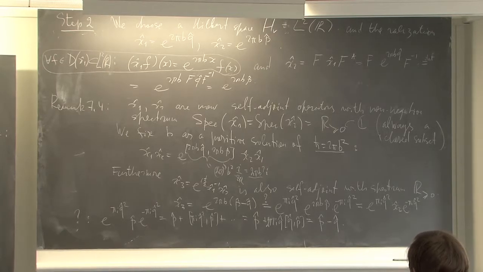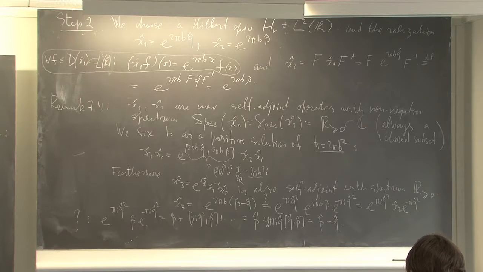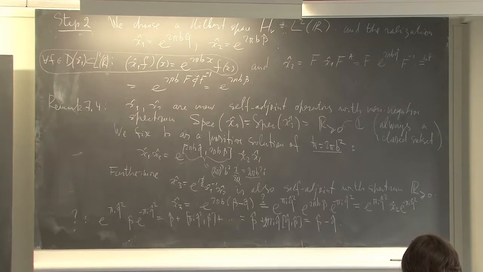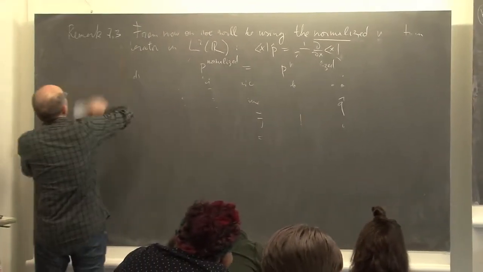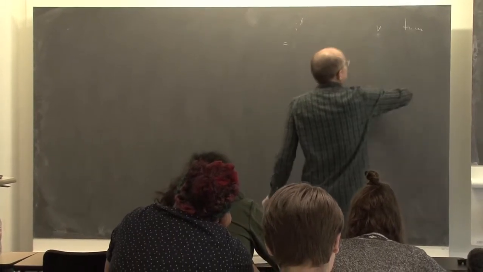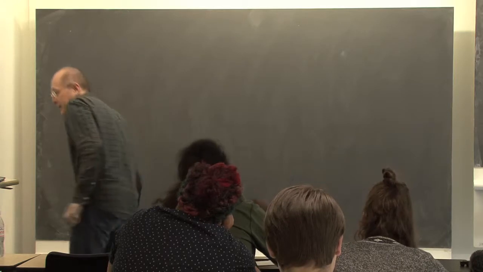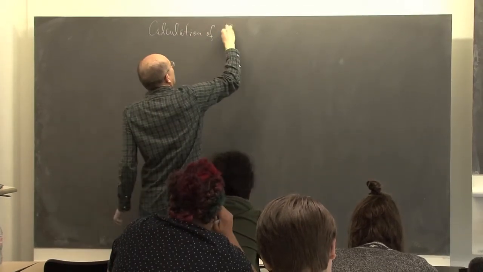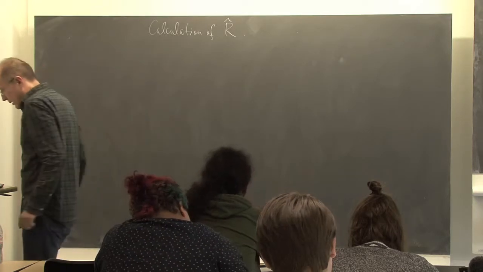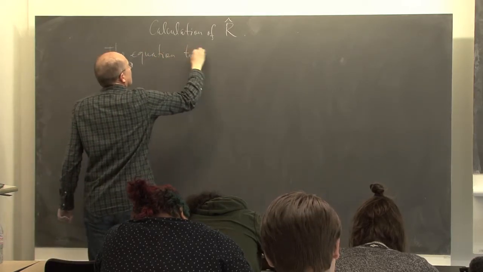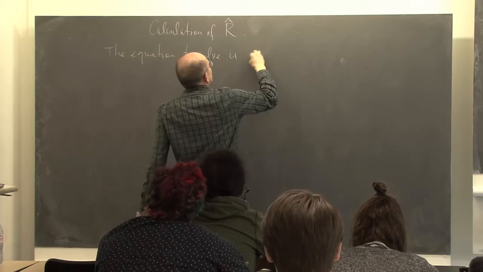Okay, now we have explained everything as concerns the algebra, the realization of the algebra in Hilbert space. And the last thing of the second step is the calculation of the unitary operator R hat, a quantum realization of the symplectomorphism. And so the equation to solve is as follows.